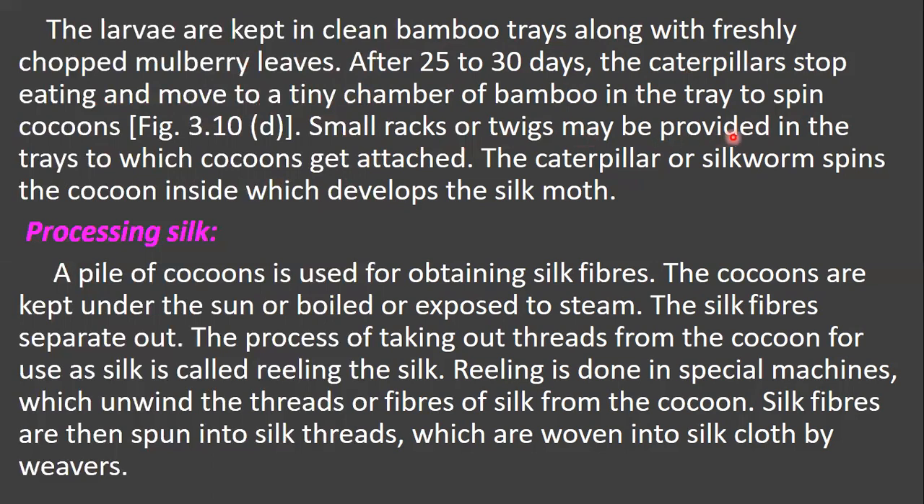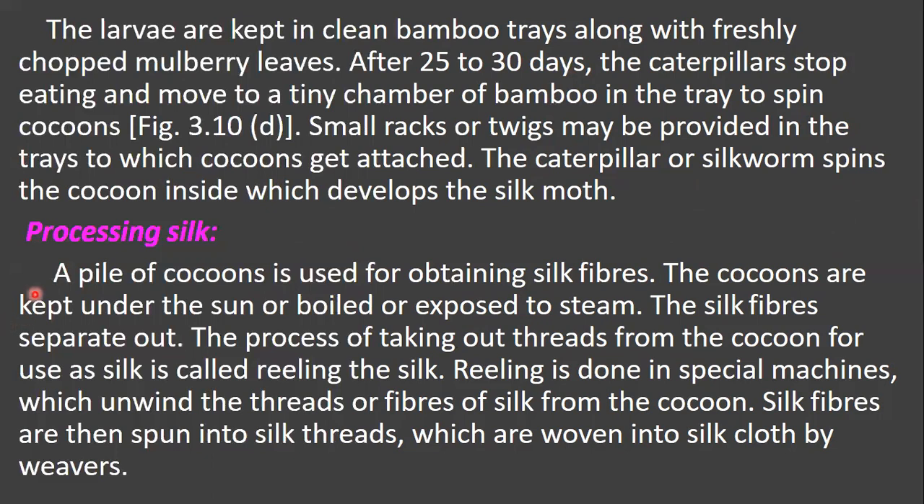Small racks or twigs may be provided in the trays to which cocoons get attached. The caterpillar or silkworm spins the cocoon inside which develops the silk moth. See children, the caterpillar or the silkworm spins, means it turns and twists the cocoon inside which it develops the silk moth.